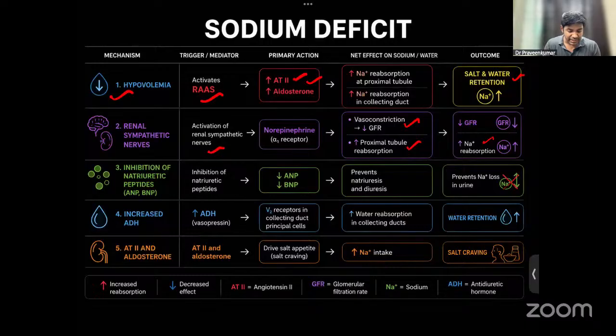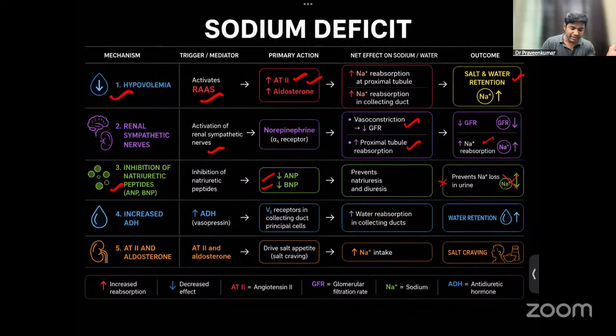And whenever there is inhibition of natriuretic peptides, that is, reduction in atrial natriuretic peptide or brain natriuretic peptide, this again prevents sodium loss, because these natriuretic peptides cause elimination of sodium. Sodium will be lost in the urine whenever these peptides are produced. So when they are reduced, it prevents sodium loss in the urine. So sodium will be conserved.